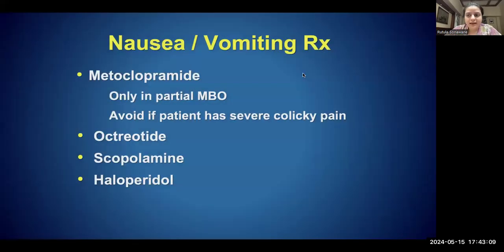Thank you. So have you understood the management? It can be a bit confusing, but have you understood completely why we are using metoclopramide in partial and haloperidol in complete? Is that clear?